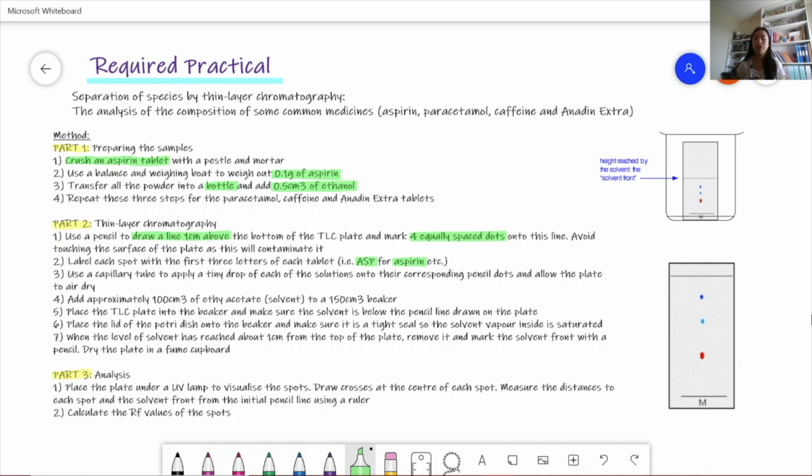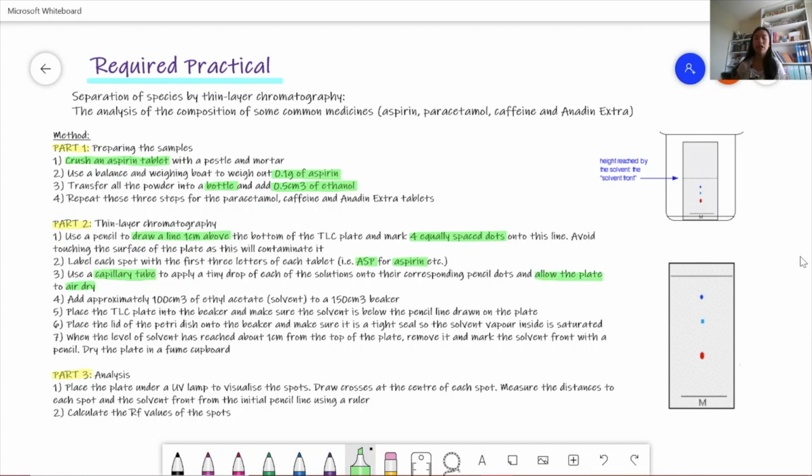And then we use a capillary tube to apply a tiny drop of each of the solutions onto their corresponding pencil dots and allow the plate to air dry. So a capillary tube is basically just like a pipette, but a lot smaller. And so what you do is you keep your finger pressed at the top, and then you suck some of the liquid in, so some of your sample. And then when you release your finger, the pressure will be released, and so put a tiny drop of this liquid onto your pencil spot. And so that's how we put all of the liquids onto their corresponding spots. And then we allow the plate to air dry.